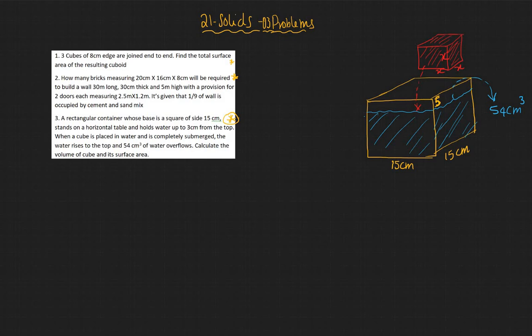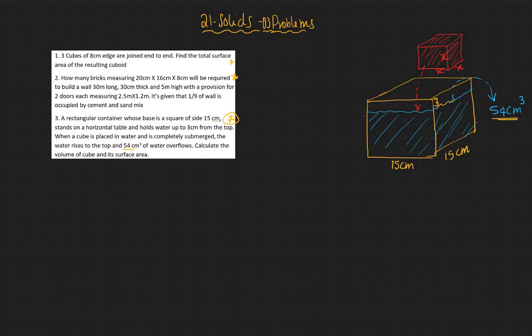So here's the visualization of the problem. You have a rectangular container with square base, 15 into 15 centimeters, filled with liquid, and it has water up to 3 centimeters from the top. So this is not 5, this is about 3 centimeters from the top. So that's 3. And as you put a cube, it's said that 54 centimeter cube of water spills. So let's try to decode this and write in terms of mathematics.